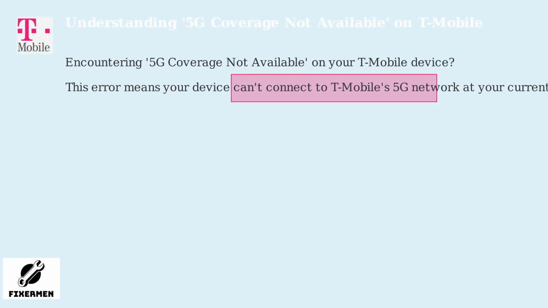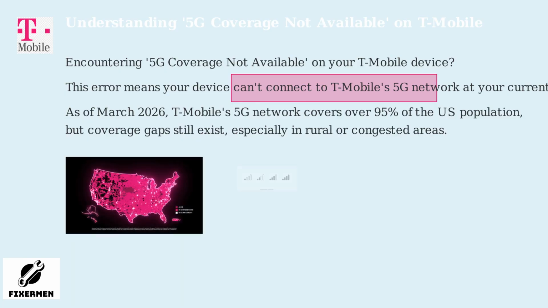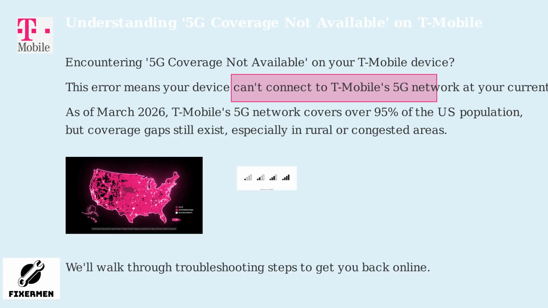Encountering 5G coverage not available on your T-Mobile device? This error means your device can't connect to T-Mobile's 5G network at your current location. As of March 2026, T-Mobile's 5G network covers over 95% of the U.S. population, but coverage gaps still exist, especially in rural or congested areas. We'll walk through troubleshooting steps to get you back online.